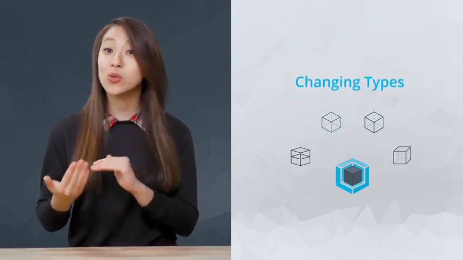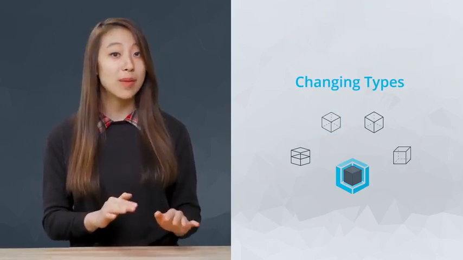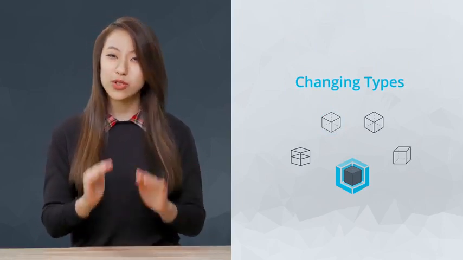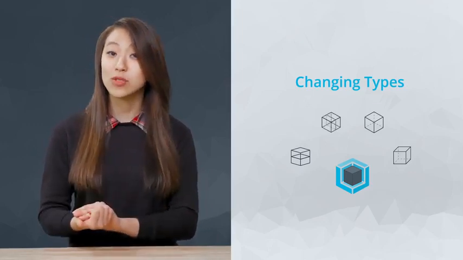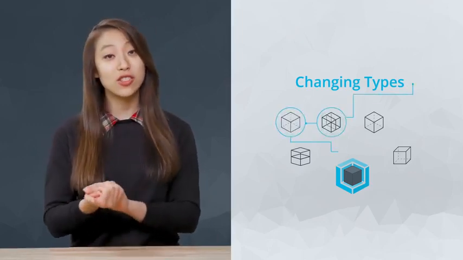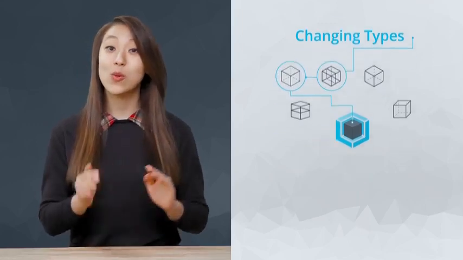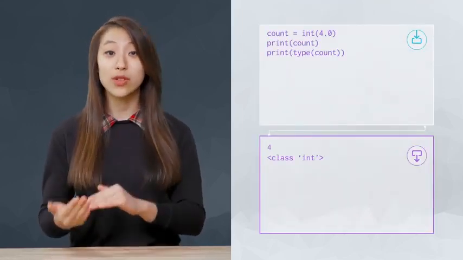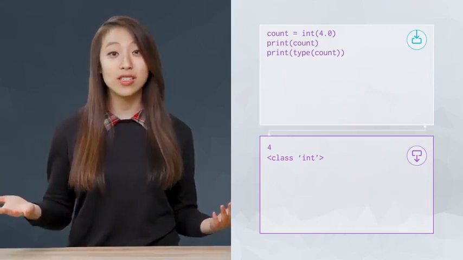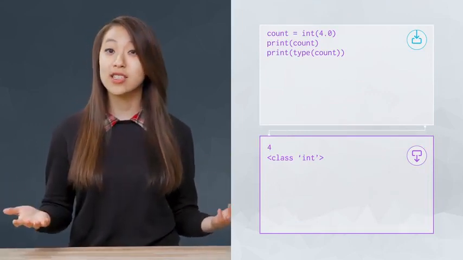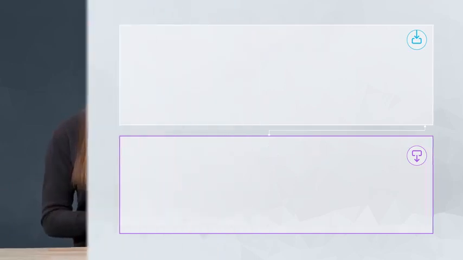You might also have situations where you don't control the type of data that you receive, but you still need to use it. The good news is that you can create new objects from old and change the type in the process. We went over this in the integers and floats video. For example, here we create an int from a float and assign it to a variable count.